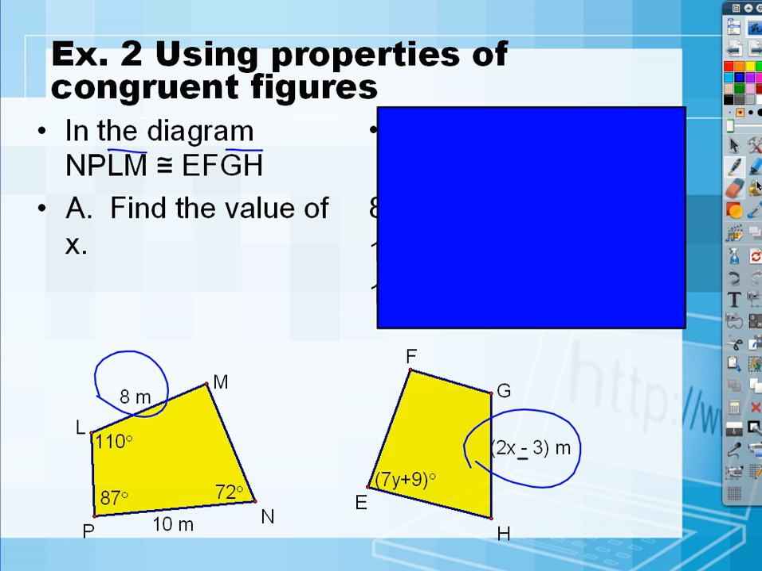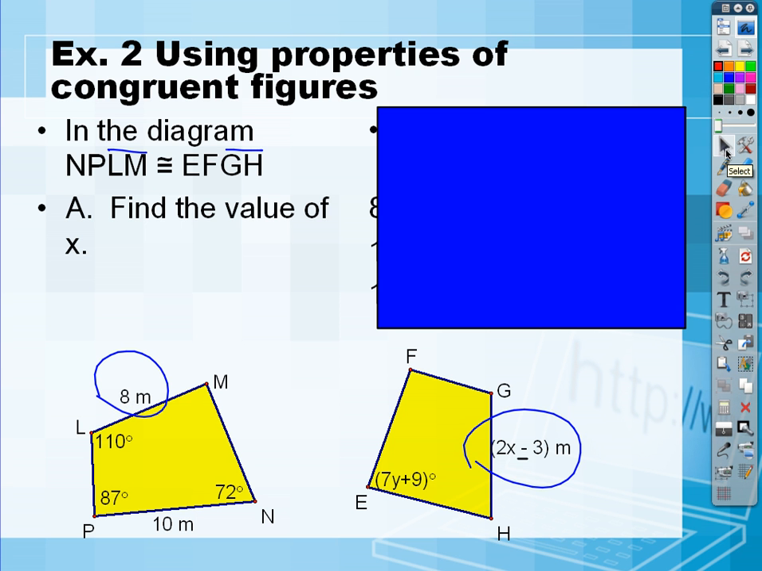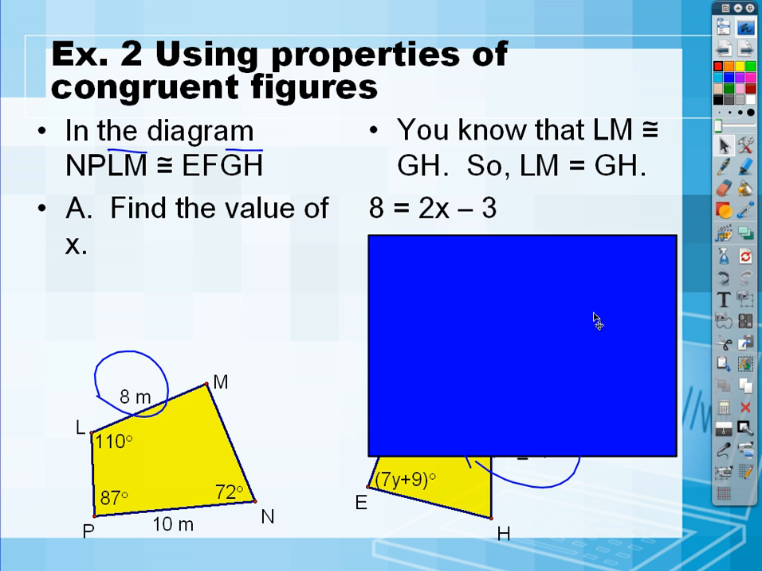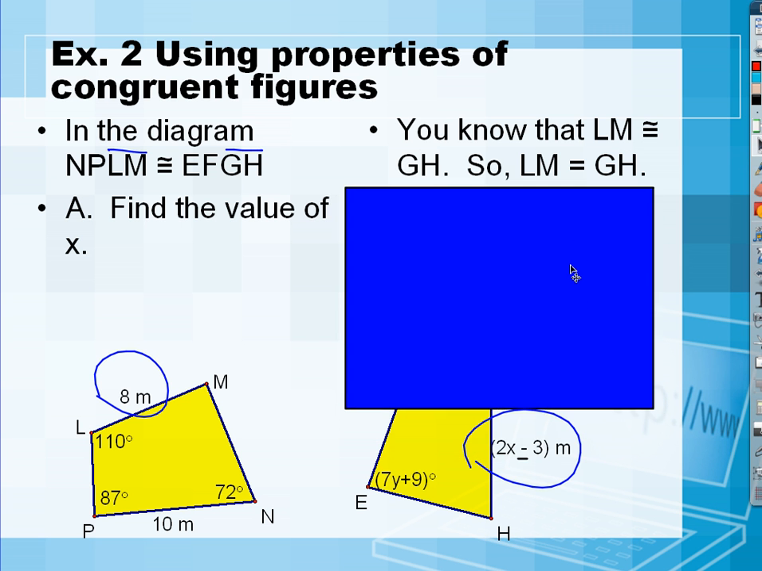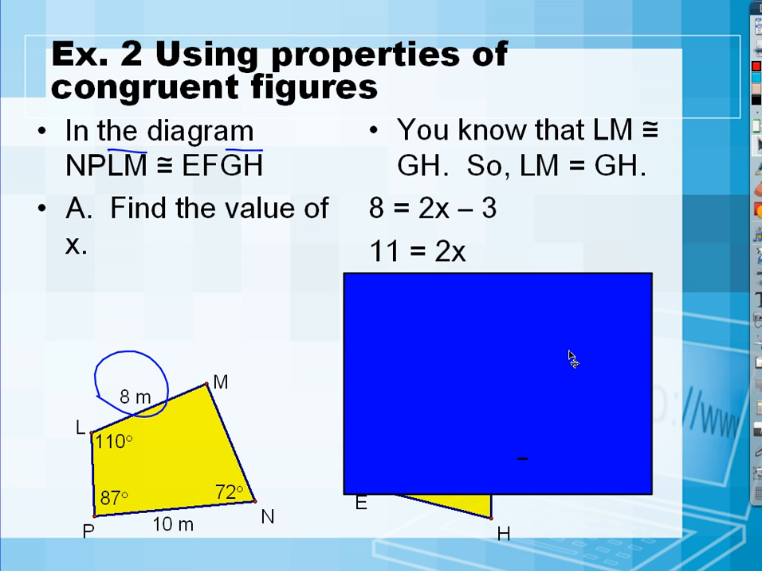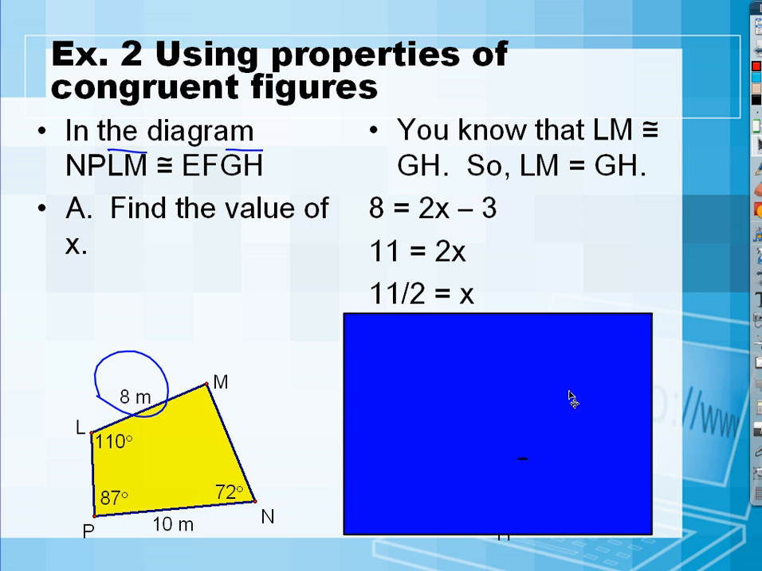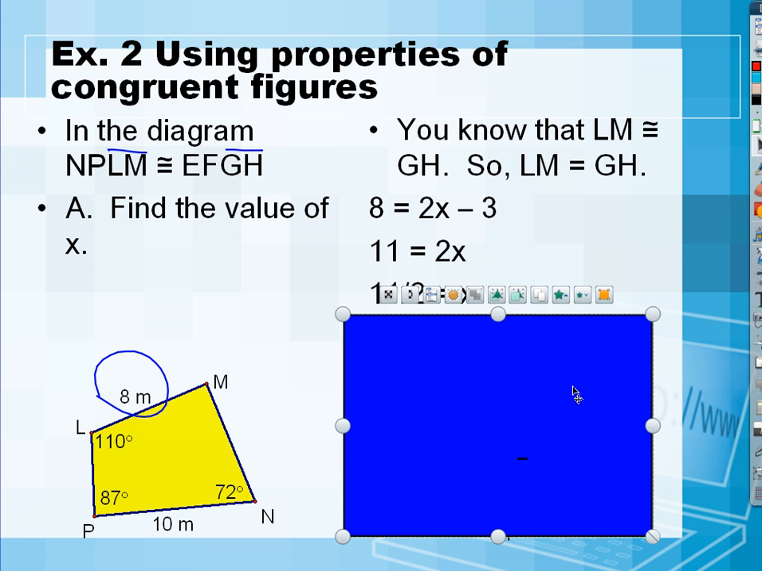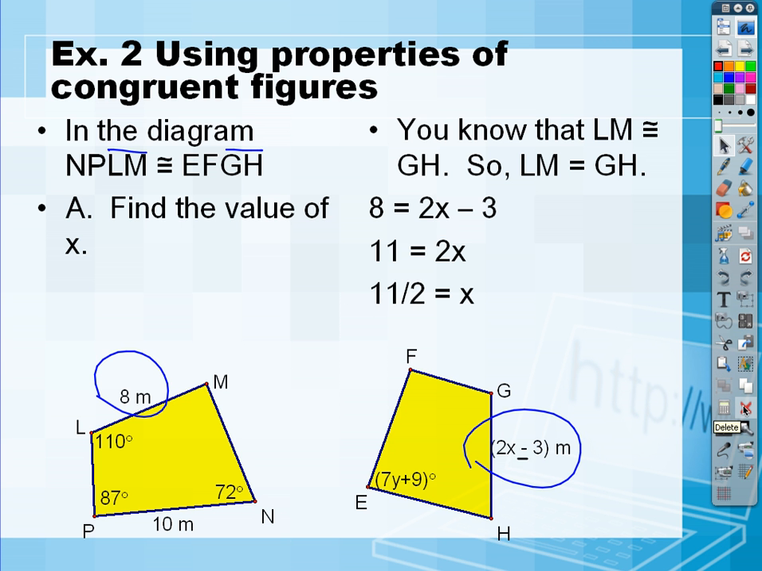Is it possible for it to equal like a 0.5 or a half? Sure. So let's see what happens if we set those equal to each other. If 8 is equal to 2x minus 3, then all we have to do is just add 3 to both sides, divide by 2, and so x equals 11 halves, or 5.5. Okay? So now, how would we do the same kind of thing? Let's try again here.